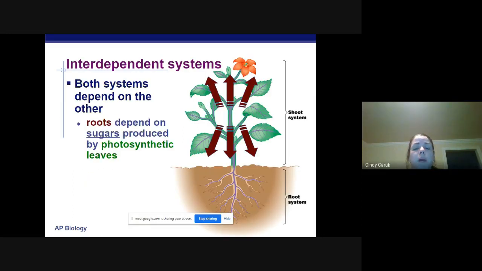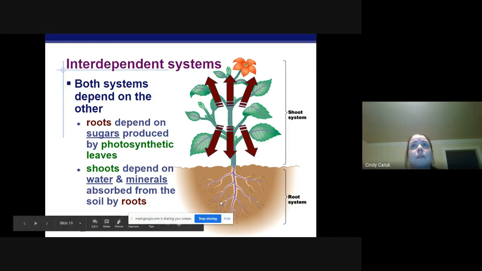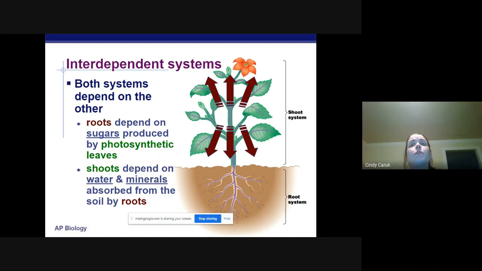Both systems are going to depend on each other. Roots are going to depend on the sugars produced by photosynthetic leaves. Shoots are going to depend on water and minerals absorbed from the roots. Now, sugars go in both directions. In this time of the year, sugars are going from the roots up to the shoots to feed the new growth. And that's why we tap maple trees, to get that phloem so we can make maple syrup.